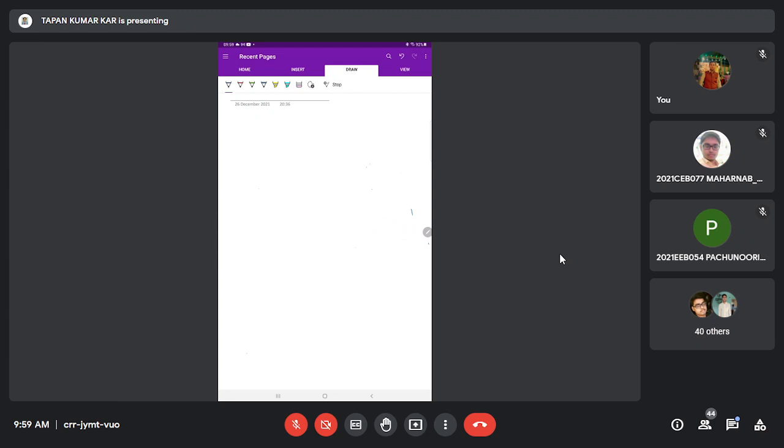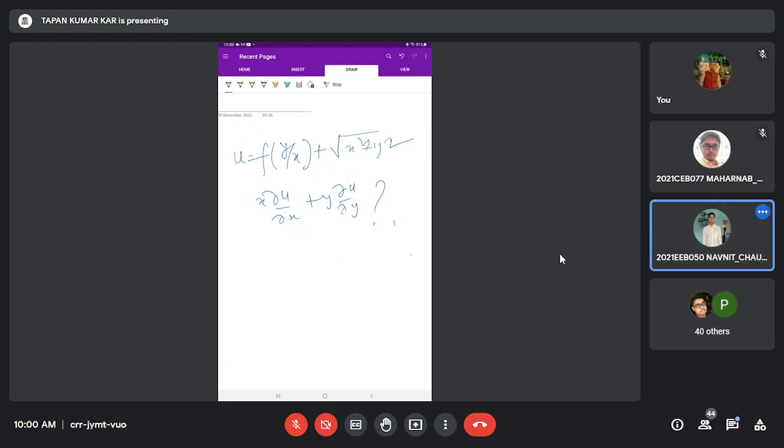And I think this problem was given in your class test. U equal to f of y by x plus root over of x square plus y square. Then find x del u del x plus y del u del y. Is it solved by everybody? Yes, sir. Okay, then I am not going into this problem.